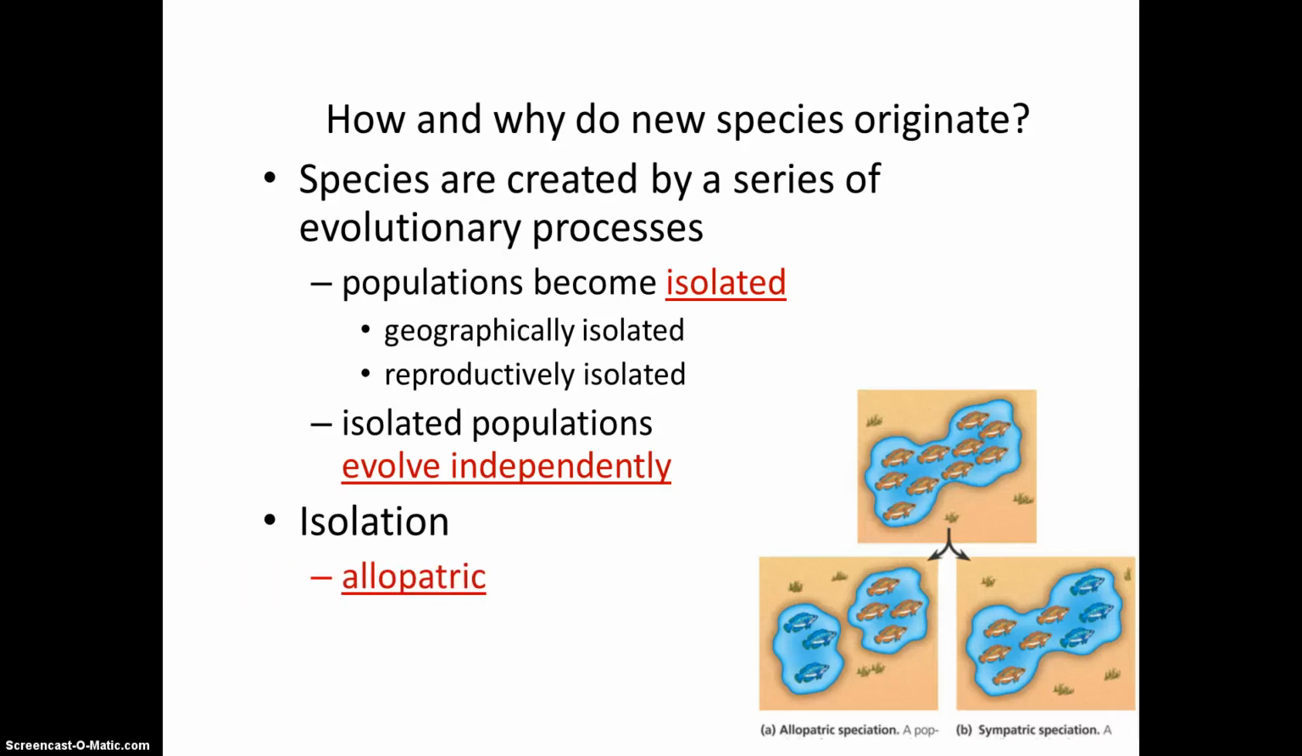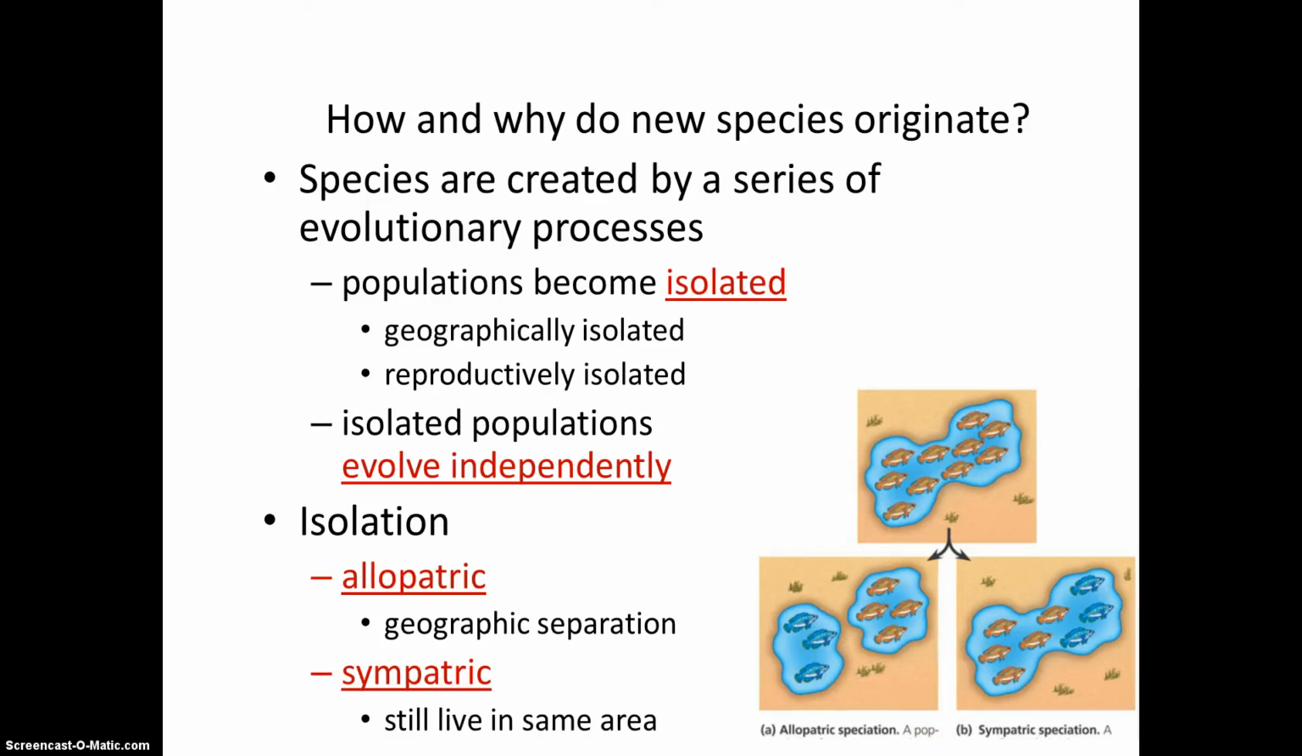Isolation, as we said, happens geographically or reproductively. Allopatric isolation is the name we give to geographic separation. That's what's happening in figure A here. These fish cannot interbreed because they are separated geographically. Sympatric means that my populations live in the same area but will not interbreed. That could be because of a reproductive pressure, like in this case, maybe the female fish only want to breed with fish of the same color as them, so they might not interbreed even though they live in the same place.